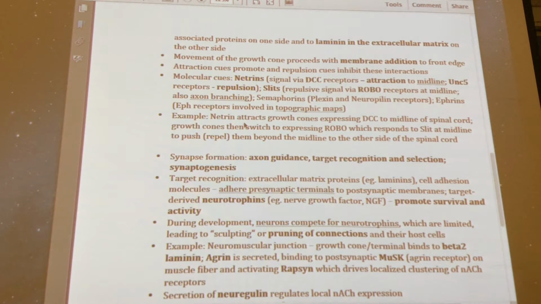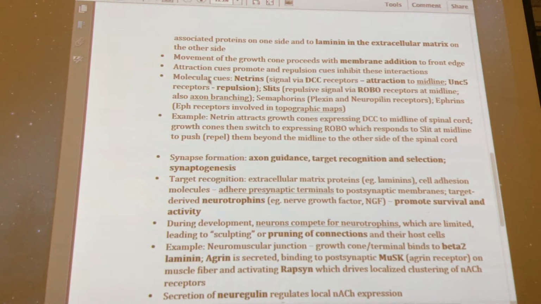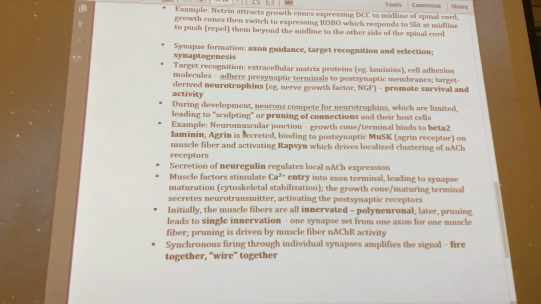It's basically guiding it to another place. Okay? Important to know that. Synapse formation, okay, we are getting a little behind here. So axonal guidance, key things there. So that's obviously a big part of synaptic formation, but that's covered in the other bit. So we talk about target recognition, selection, and synaptogenesis.